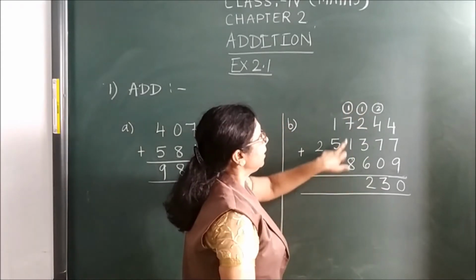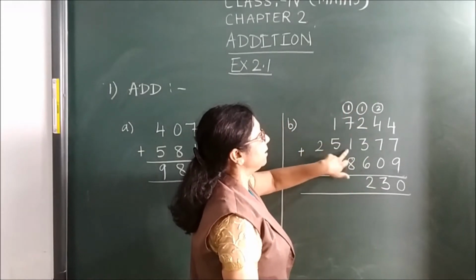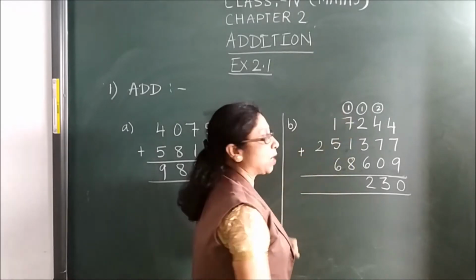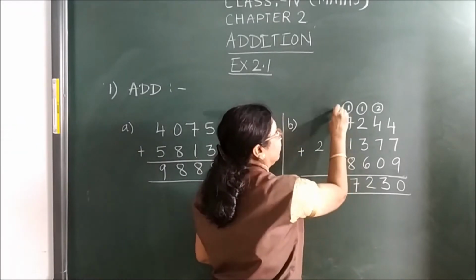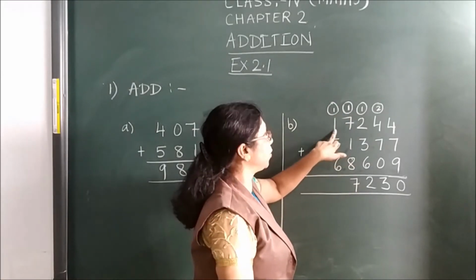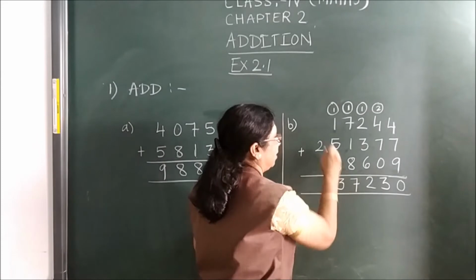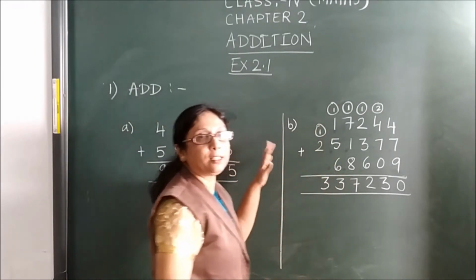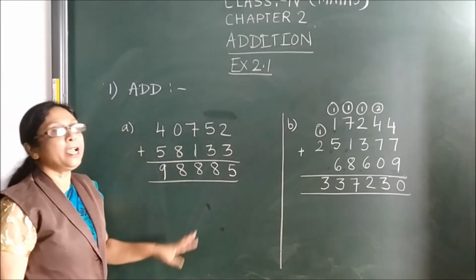Then here 8 and this if you add 8. So 8 plus 8, 16, 16 plus 1, 17. Then 6 plus 5, 11, 12, 13. And 2 plus 1, 3. So in this way you can do the addition.